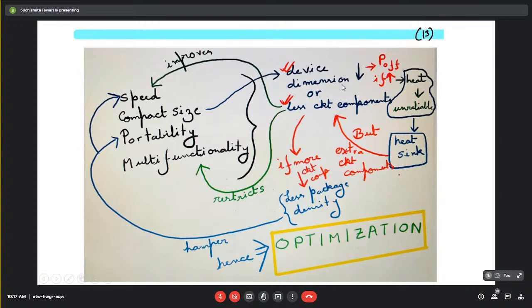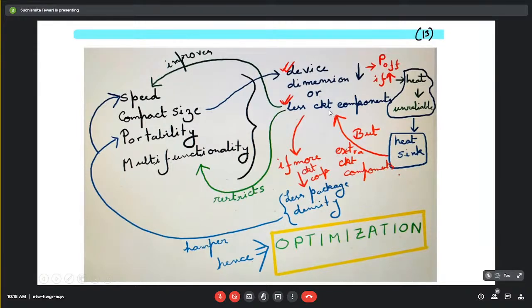So there will always be a trade-off between these two parameters, that is, how much we can actually scale down without increasing the circuit components much. So always this type of statement we give. So here there is a chance of optimization.